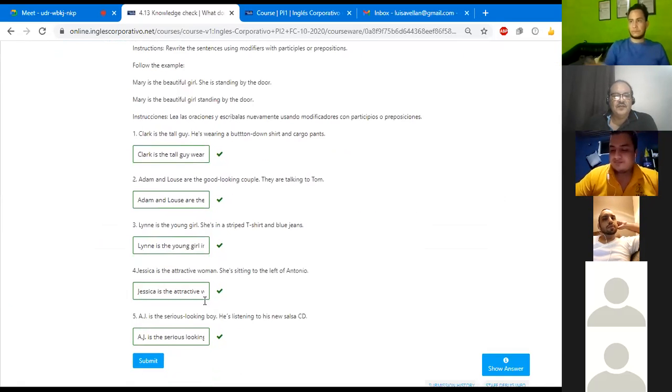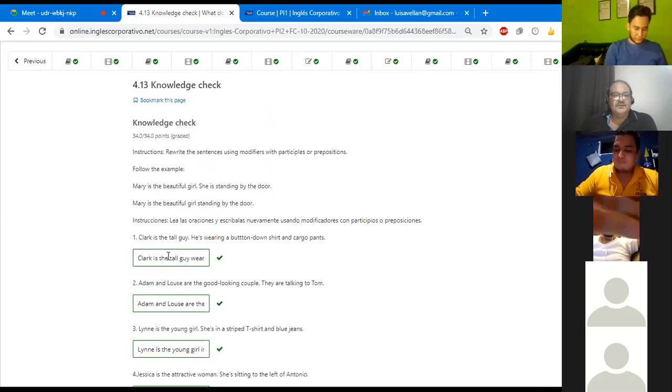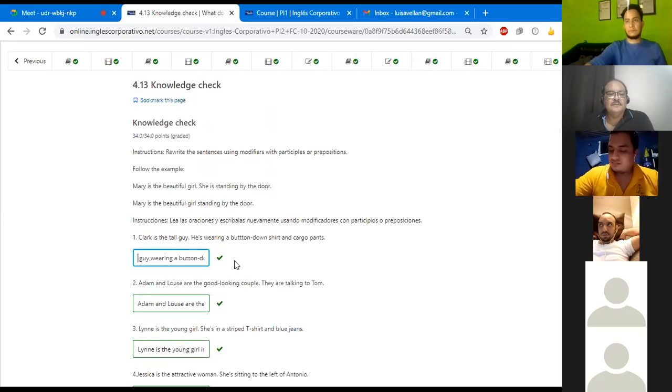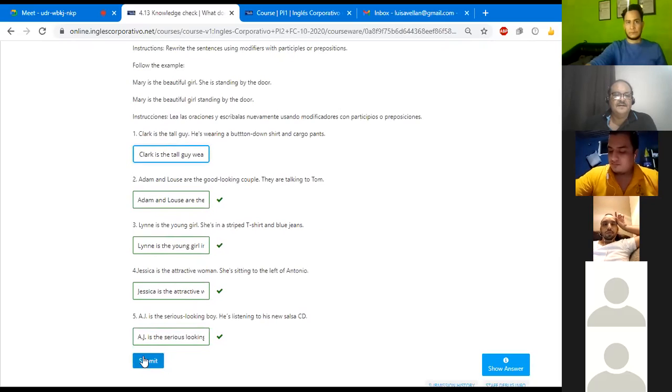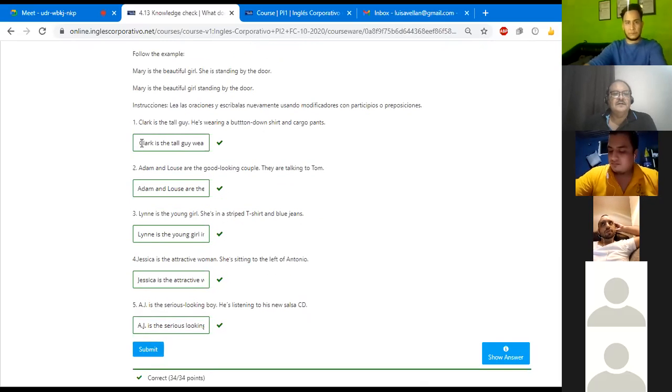Okay. Clark. Remember that in this exercise, we had to omit the period and the pronoun and the verb. So we say here, Clark is a tall guy wearing a button-down shirt and cargo pants. And the period, right? I put the sentences in the group, copy paste, but I see the same. Probably if there is a space here, it also doesn't accept it. Let me see if there is a space. No. Let me check. No problem. The final period, teacher. Yes, usually the period.